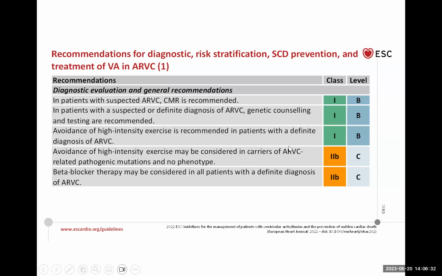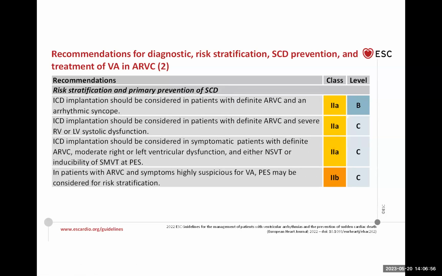So remember, if you see a patient with ARVCD in the clinic, you should advise him against high intensity exercise because this causes progression of the disease. In patients with a positive genetic test, it is also recommended to avoid high intensity exercise. It is 2B, not class 1 like a patient already with ARVCD. Beta blocker may be considered in all patients with a definitive diagnosis of ARVCD, 2B indication.